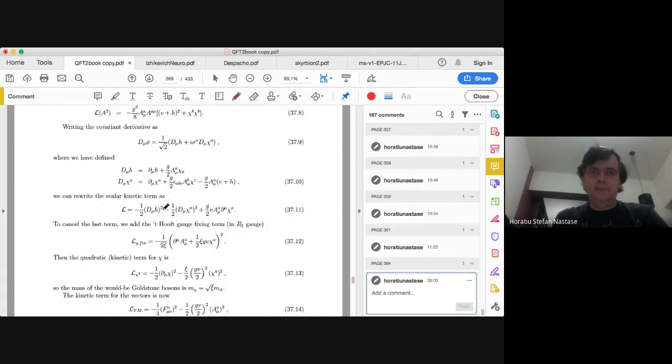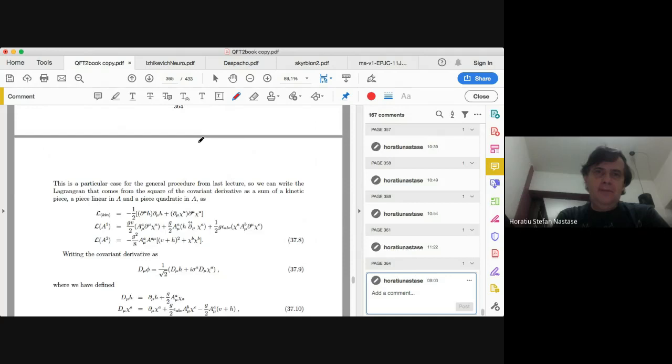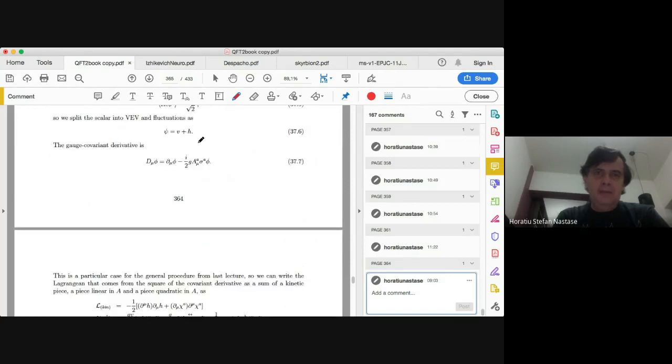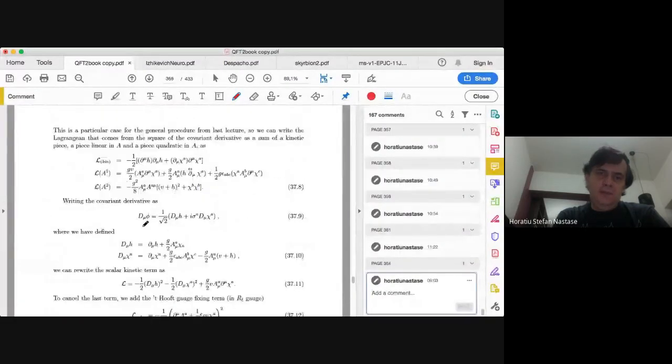Then the covariant derivative of phi becomes, so I wrote it like this, but then remembering this expansion, we wrote both of them in such a way that this is now 1 over square root 2 times the covariant derivative of H plus i sigma a times the covariant derivative of chi a.